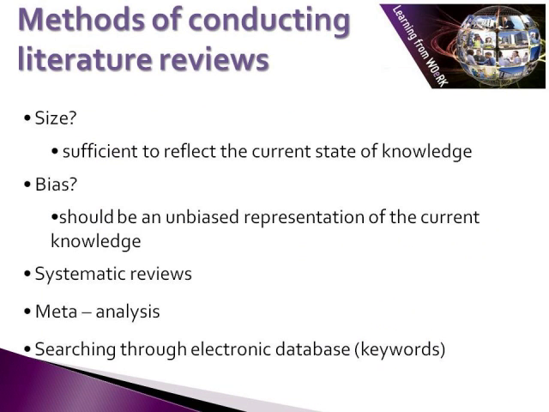Now, thinking about the methods of actually conducting literature reviews, the first question that usually comes to mind is about size. How big, how much should you read? How much literature should you have a look at? Well, it really needs to be sufficient to reflect the current state of knowledge. Bias. Reviews need to be unbiased, and they need to be an unbiased representation of the current state of knowledge. Now, systematic reviews aim to achieve this. And we're going to talk a bit about systematic reviews in a moment.